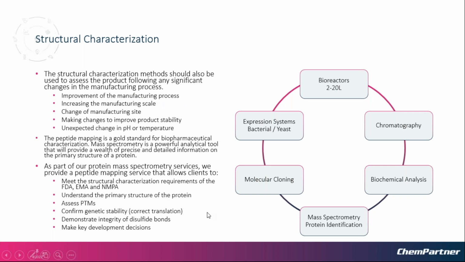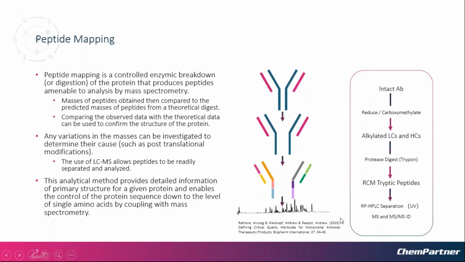As part of our protein mass spec services, we provide a peptide mapping service that allows a client to meet the structural characterization requirements of FDA, EMA, and NMPA, understand the primary structure of the protein, and also assess post-translational modifications to confirm genetic stability, to demonstrate the integrity of disulfide bonds, and to make key development decisions. Now we are talking about peptide mapping.